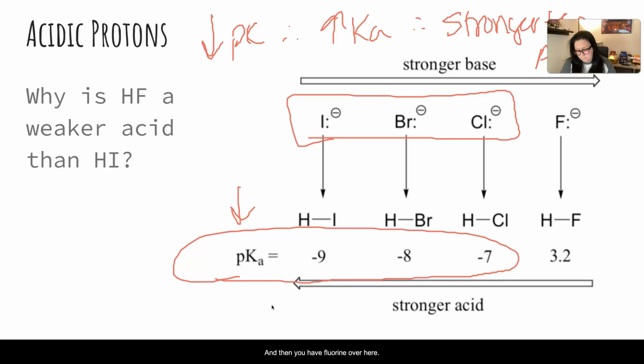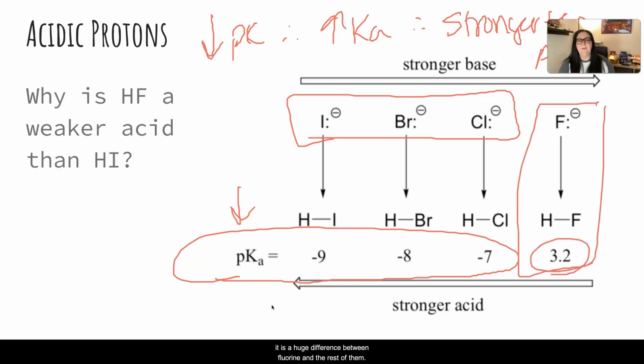And then you have fluorine over here, and it is a huge difference between fluorine and the rest of them. So yes, fluorine is small. Small is part of it for sure. Size is definitely part of this argument, but probably a more valid and acceptable response would be making an electronegativity argument. Fluorine is the most electronegative element on the periodic table.